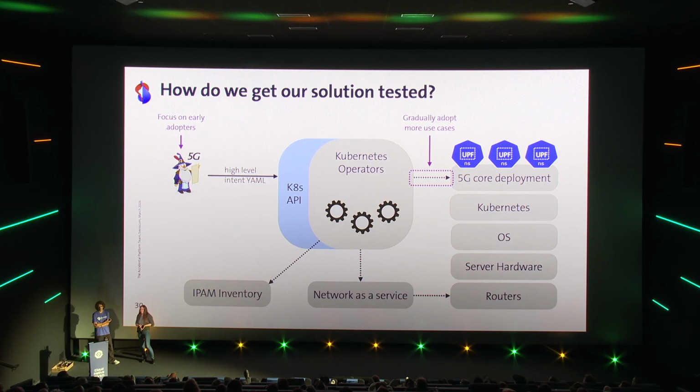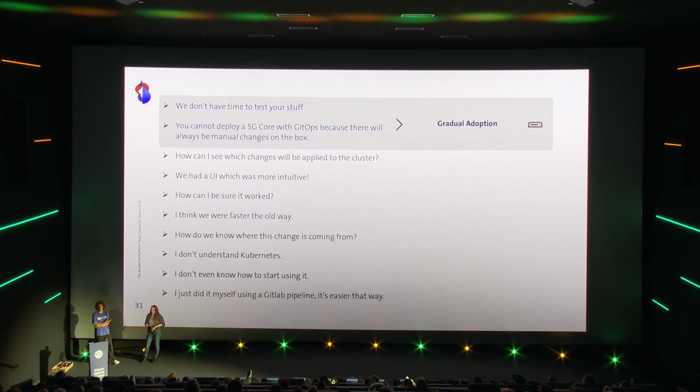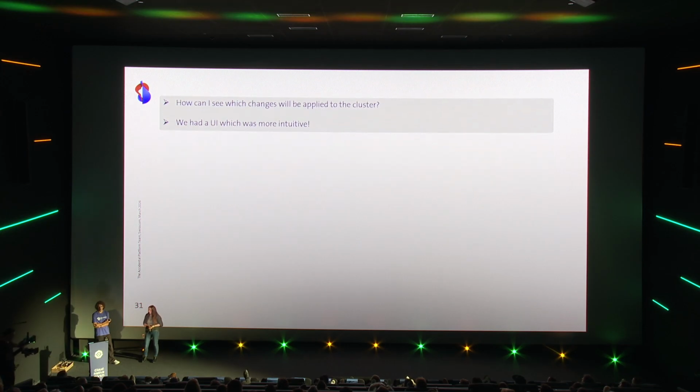And after the first use cases, for example, the deployment of the networks was done, we could add more use cases like configuring the 5G core deployments. Let's go to the next point. So we got the concerns, how can I see which changes are applied to the cluster? Or we also had the concern that it was easier or more intuitive to use the UIs.